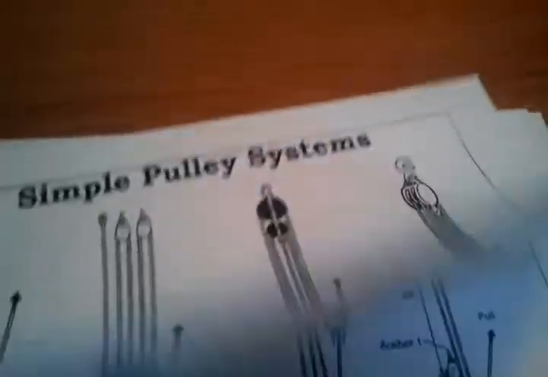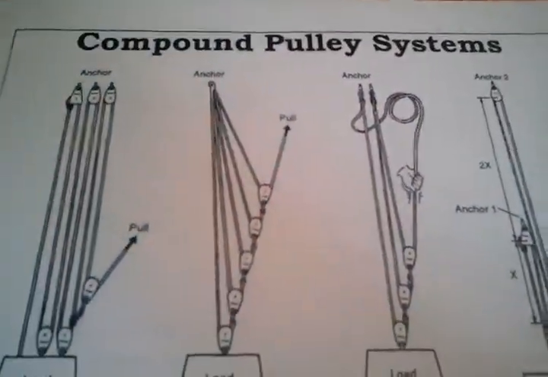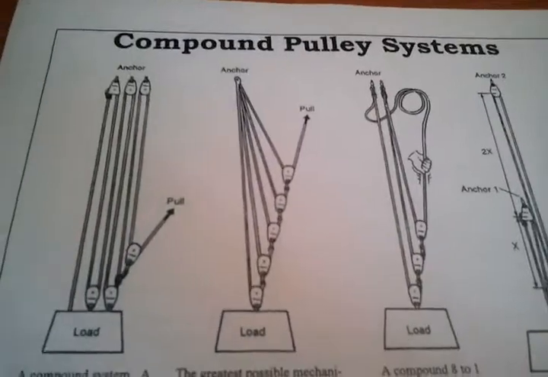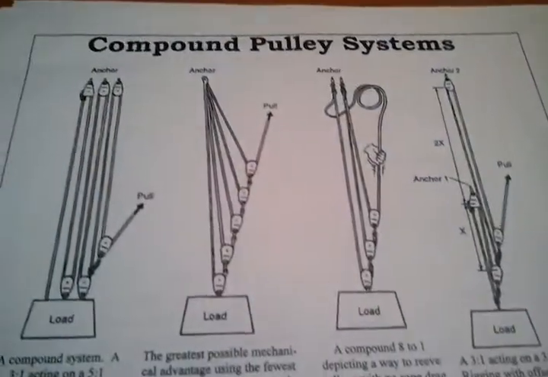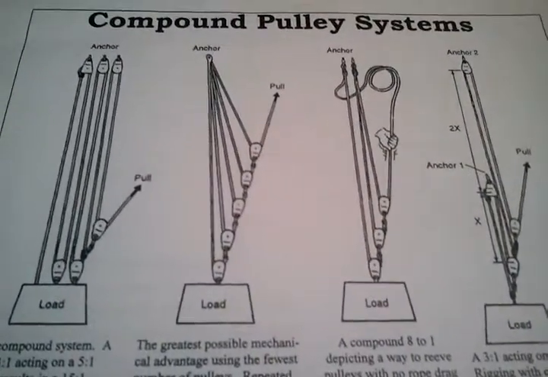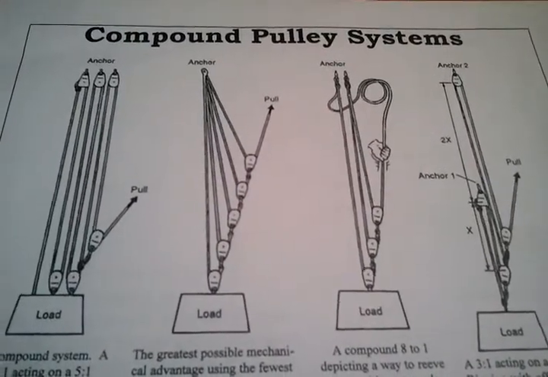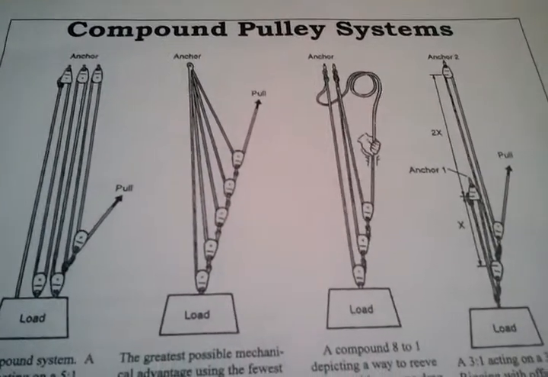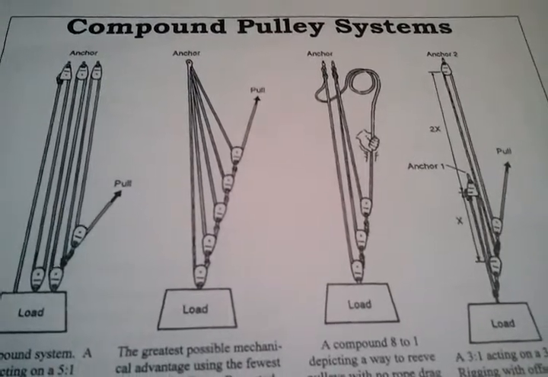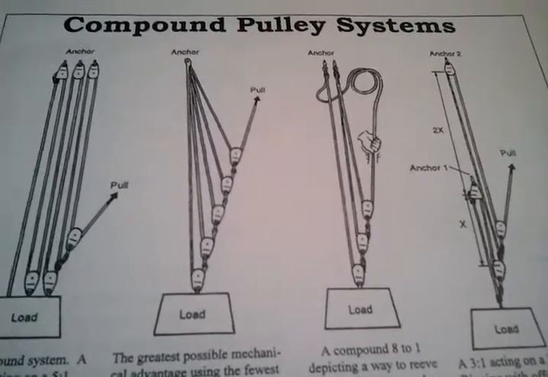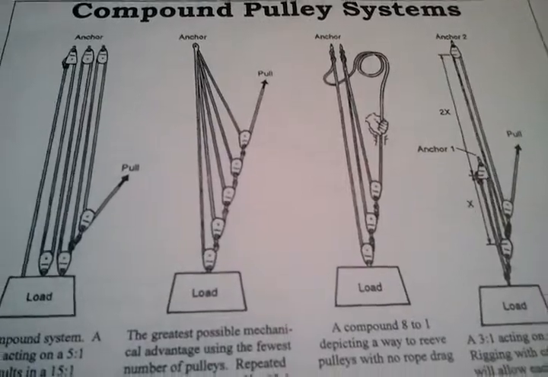Alright, now let's go look at a compound pulley system. A compound pulley system has rules and objectives just like the other ones. In order for it to be compound, it's going to be any combination of two or more simple pulley systems acting towards each other and together, and that makes a compound pulley system.